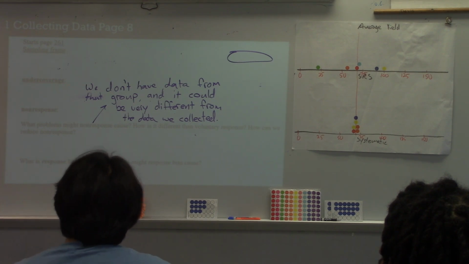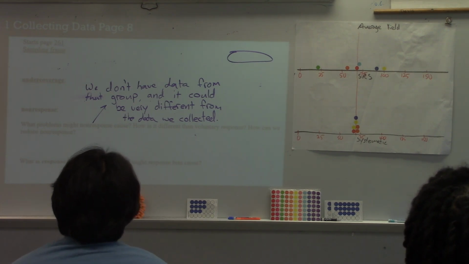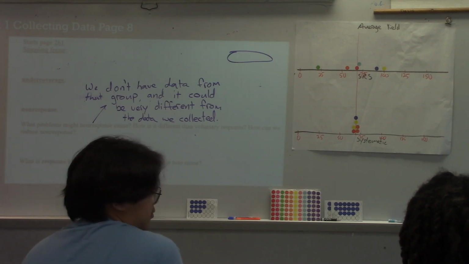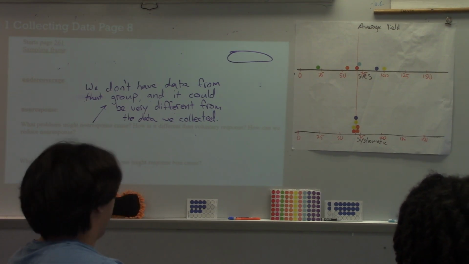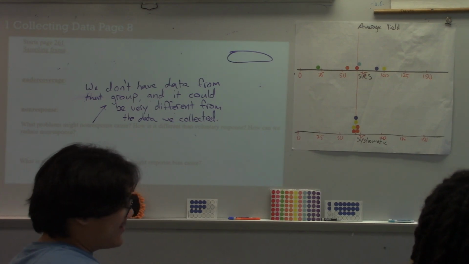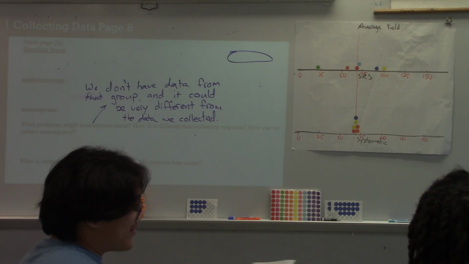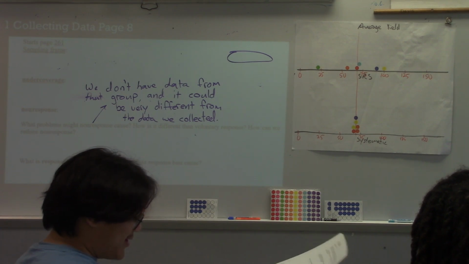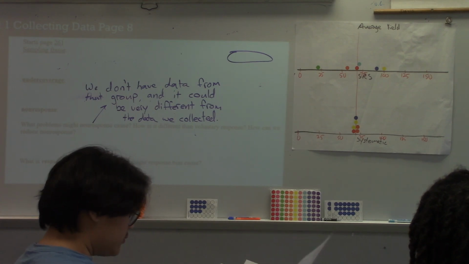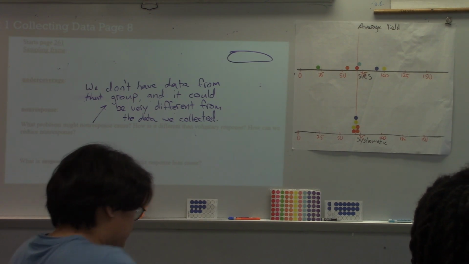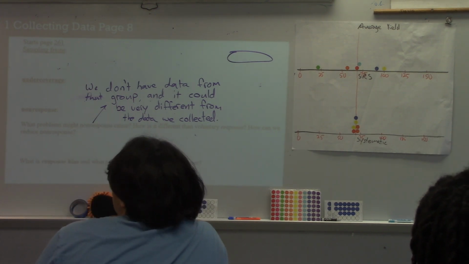Response bias. What is response bias? It occurs when there is a systematic pattern of inaccurate answers to a survey question. Okay, so what does that actually mean? What could that look like? It can cause false statistics to be spread. Yeah, but that's the result, right?